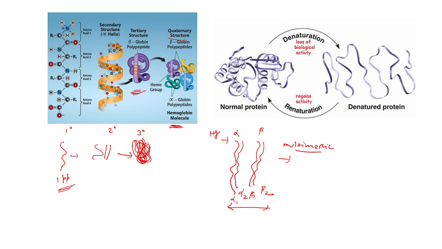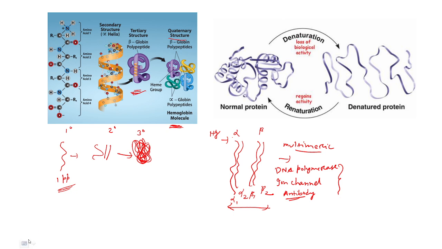Another example of the quaternary structure is DNA polymerase. Another is the ion channel, and antibody. They are also multimeric proteins. That means they also have more than one polypeptide chain. So these are the examples of the quaternary structure of the protein.